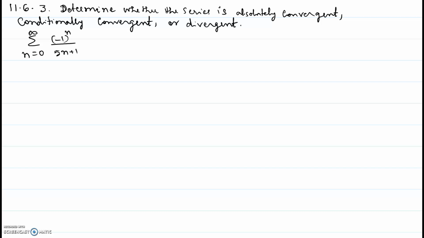Hi, in this video, I will be showing you problem number 3 of chapter 11 section 6. Determine whether the series is absolutely convergent, conditionally convergent, or divergent. Sigma, n varying from 0 through infinity, negative 1 to the power n divided by 5n plus 1.